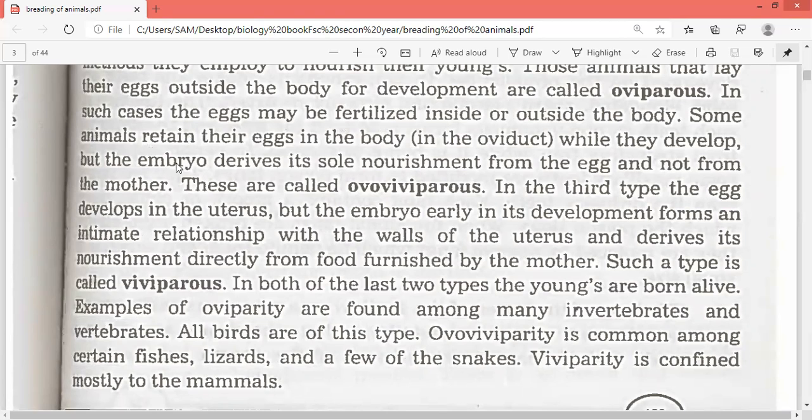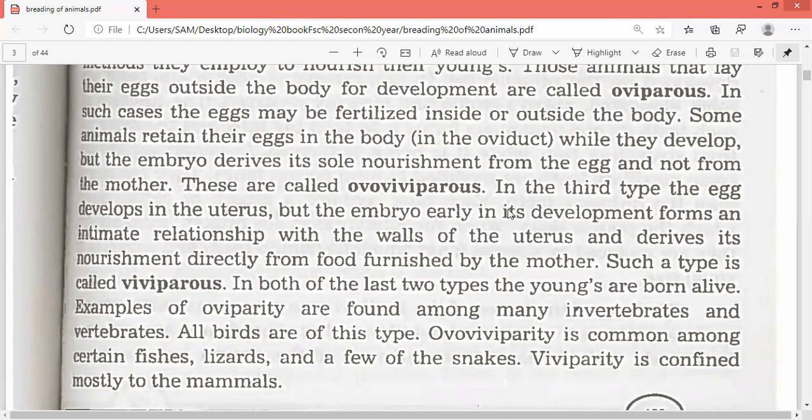Some animals retain their eggs in the body, in the oviduct, while they develop, but the embryo derives its sole nourishment from the egg and not from the mother. These are called ovoviviparous. In the case of ovoviviparous animals, the organisms depend on the nourishment which is present inside the egg, and they are not dependent on the mother's body.